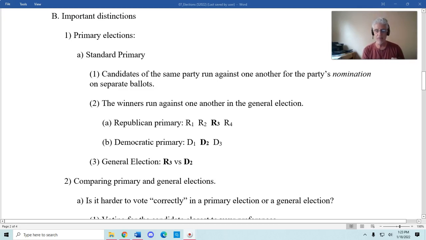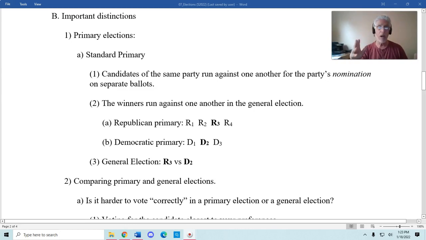The way it works then is in a primary, the winner of the party's nomination is the one who gets the most votes. And then those people would move on to the general election. So in the example on my lecture notes, in the Republican primary, I have Republican 1, Republican 2, Republican 3, and Republican 4 listed. Those would be the names on the ballot.